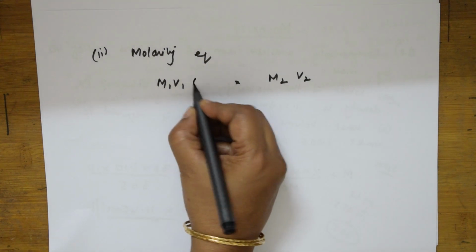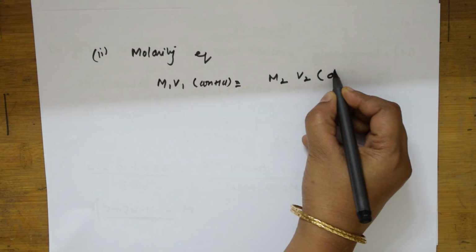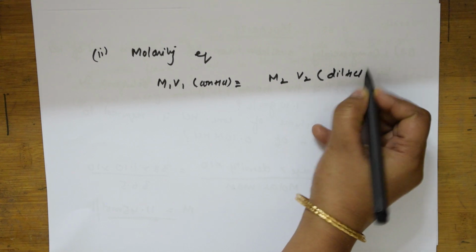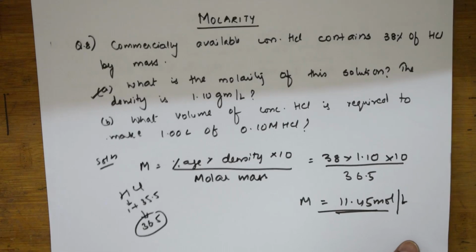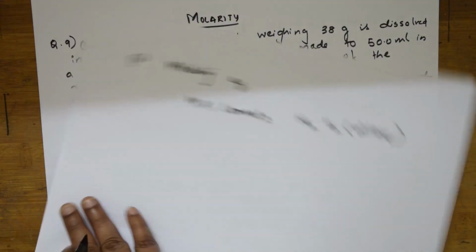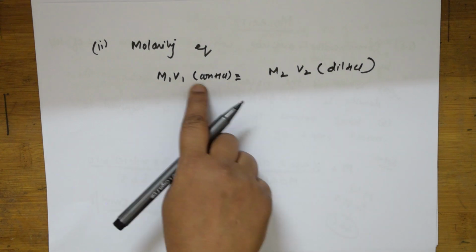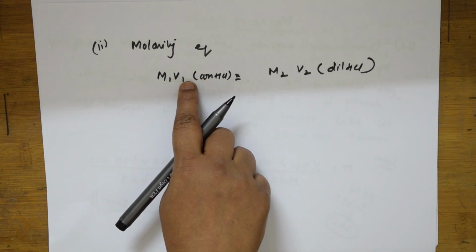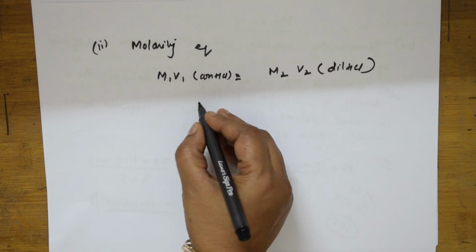Now M1V1 we will take for concentrated HCl, M2V2 we will take for dilute HCl. So what do we require? They've asked us to find what volume of concentrated HCl I require. So this is the volume I need to find. When I take this out and substitute the leftover values, I get an answer.